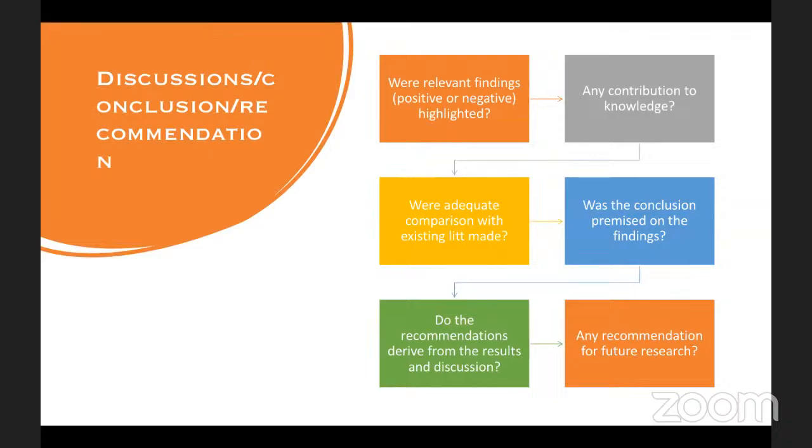In your discussion, ensure that you are not just repeating results, but actually discussing the findings of your results. You must highlight the positives or negatives. When you start a research, remember, you don't know the answer. So the answer can be positive or negative. But with some people, when the answer is negative, they want to doctor their data, this and that.